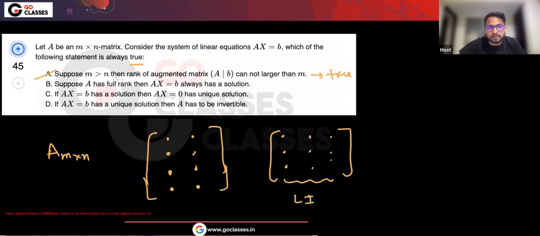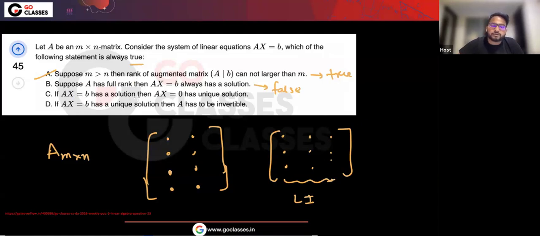Full rank generally means the full column rank. They're talking about the column. So if all the columns are linearly independent, does this mean it always has a solution? No, right? So that is why this is false. Just saying that columns are linearly independent does not mean you always have a solution.